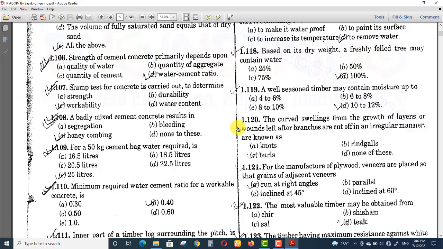Question number 120. The curved swelling from the growth of layers or wounds left after branches are cut off in an irregular manner are known as. If you have noticed, whenever you cut a branch of a tree in an irregular shape, after some time the place from where you have cut the branch swells out, right? And then that curved swelling is known as burrs. So option number C is right.